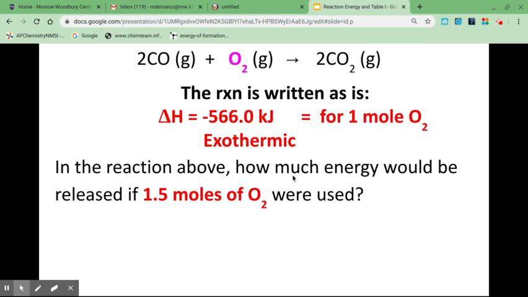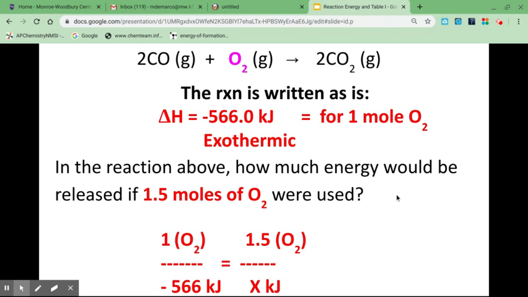So if 1 mole of O2, when it's used, gives us negative 566 kilojoules, well, then I can set up a proportion. 1 mole over that energy is equal to, well, if it's 1.5 moles, let's solve for x. Okay, so once we get here, again, you should be on mathematical cruise control: cross multiply and solve for x. So when 1.5 moles is being used, that's going to be negative 849. So that's 1.5 times this number.